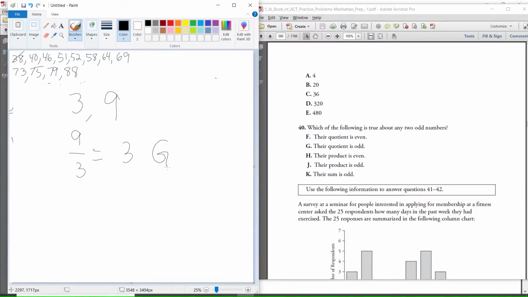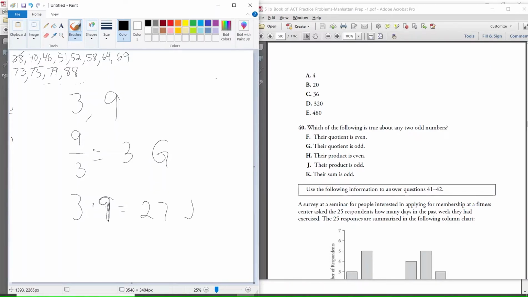Okay, so now let's try their product. Well, H and J: their product is even, or their product is odd. Product is the result of multiplication. That can go on your supplemental sheet as well. Quotient means division. Product means multiplication. All right, 3 times 9 equals 27. That product is not even. H is out, J is in. And if we did 9 times 3, by the way, it would also be 27. So we could do it either way, with multiplication.